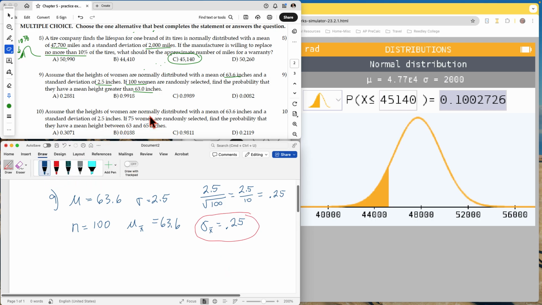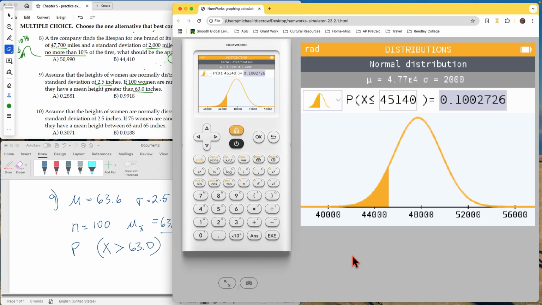And where are we? We're up here. So now we have a mean height greater than 63 inches. So 63 inches, the x is greater than that. So x has to be greater than 63.0. So that's what we look at. We're going to put this as our mean, this as our standard deviation, and then we will be all good.